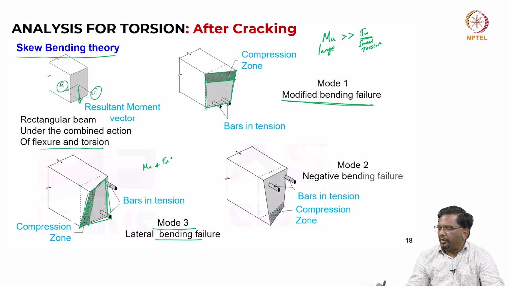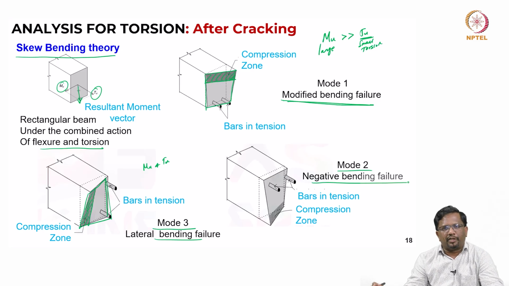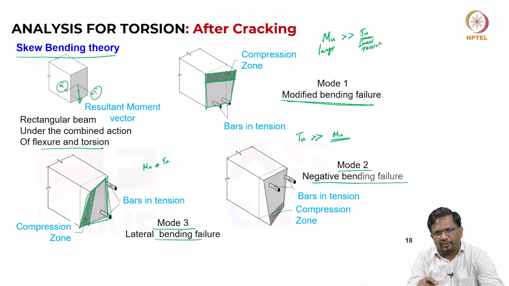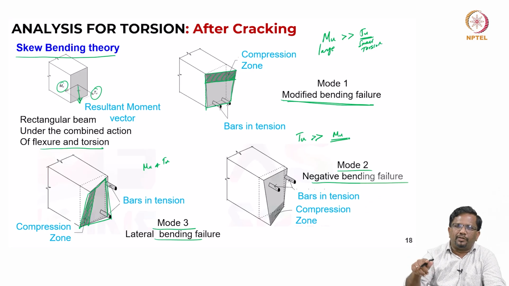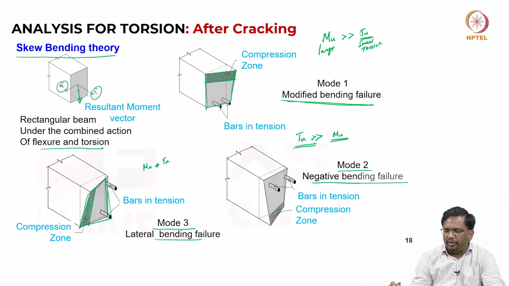Now, the next, the common mode is the negative bending failure mode. What is the meaning of negative bending failure mode? Here in this case, torsion is going to be much higher than bending. What torsion does is it creates tension on all four sides of the cross section, and bending, depending upon whether it is sagging or hogging, is going to create predominant tension in either the top or the bottom depending upon its sign. But torsion, if you see, is going to create tension on all four sides. So, if your torsion is very significant compared to the bending moment, then what will it do?